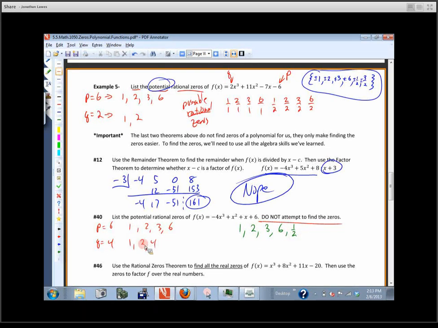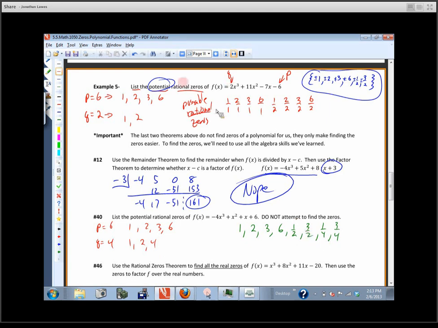2 over 2, already in my list. 3 over 2, better add it to the list. 6 over 2, already in the list. 1 over 4. 2 over 4, 1/2, already in the list. 3 over 4. 6 over 4, reduce it, 3 over 2, already in the list.